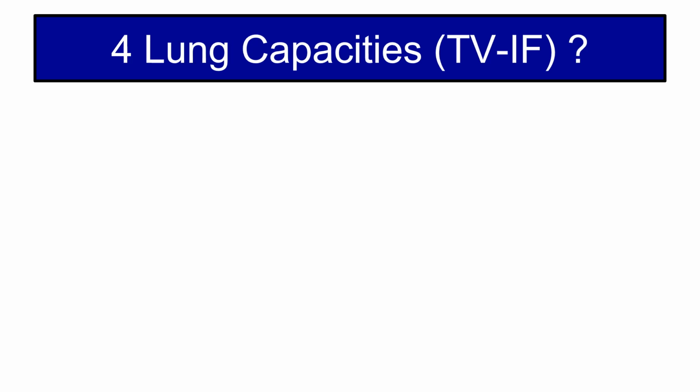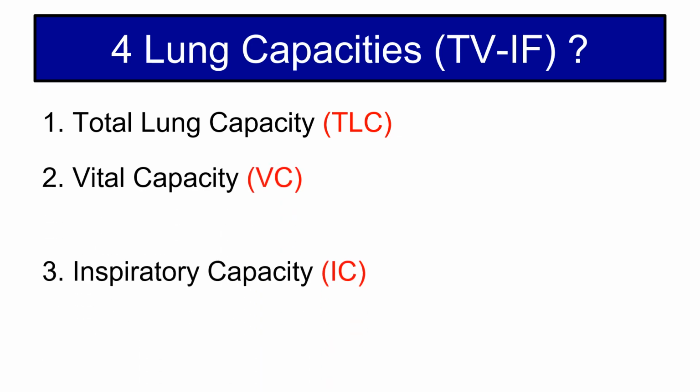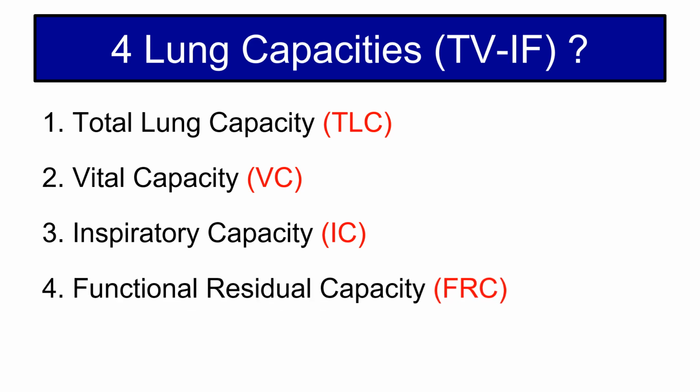So, what are the four lung capacities? TVIF, the first one is total lung capacity. The second one is vital capacity. The third one is inspiratory capacity. And finally, we have functional residual capacity.